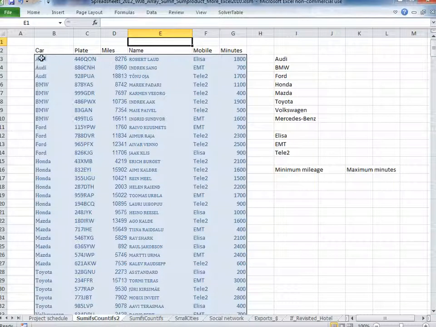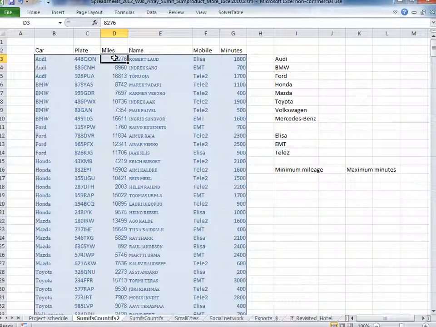So we have a problem where we have 500 people, 500 workers of a company, and they are driving different company cars. The first car, for instance, is an Audi. It has a license plate. It has a number of miles that have been driven on it. And these people have been compensated for their mobile phone or cellular phone usage as well.